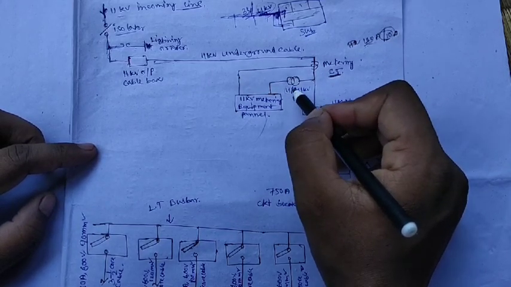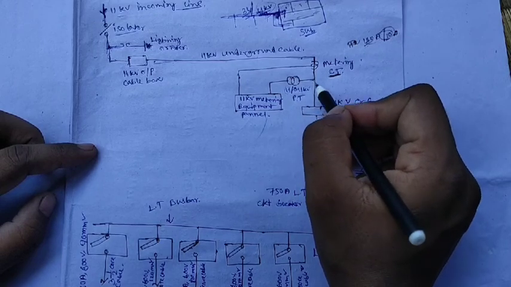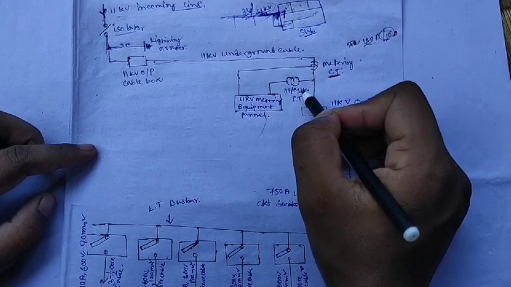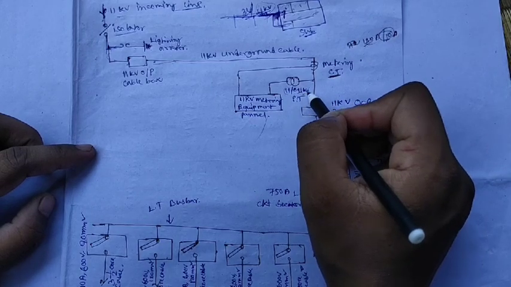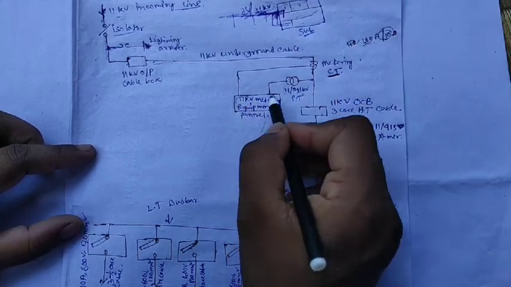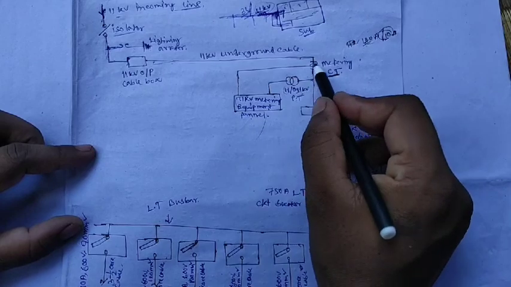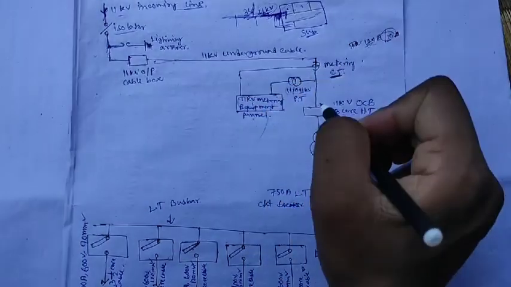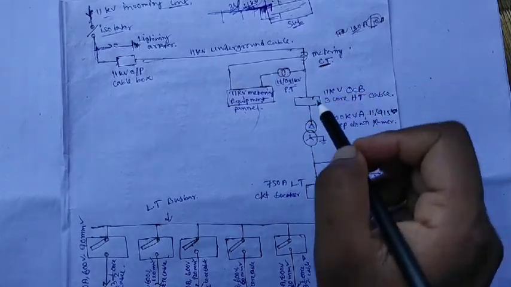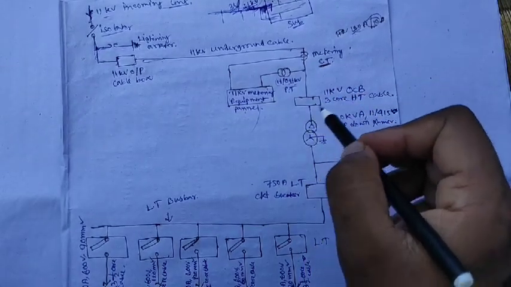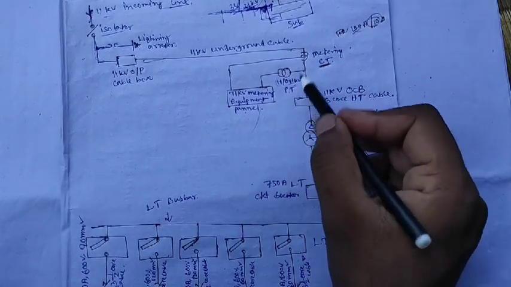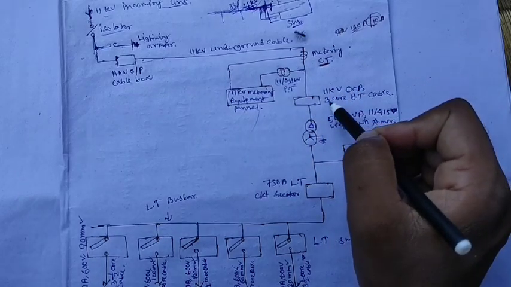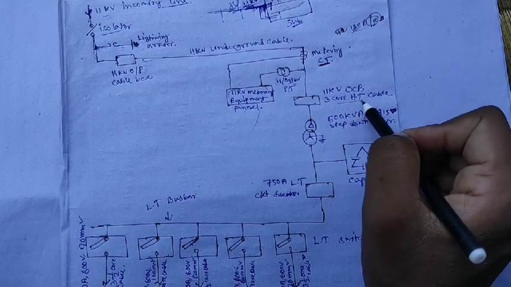That means if 11 kV is the input line, then the PT shows 110 volt. Okay, 110 volt. So this is the 11 kV equipment panel, also connected with the incoming line. Okay, incoming line. Next, when the CT and PT are connected, then we use the 11 kV OCB 3 core HT cable.